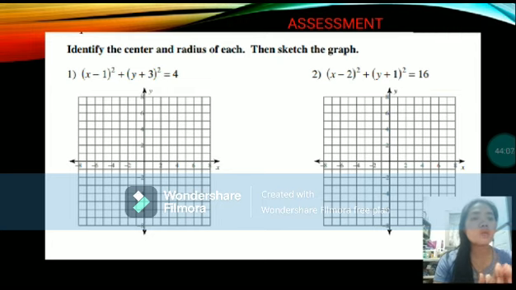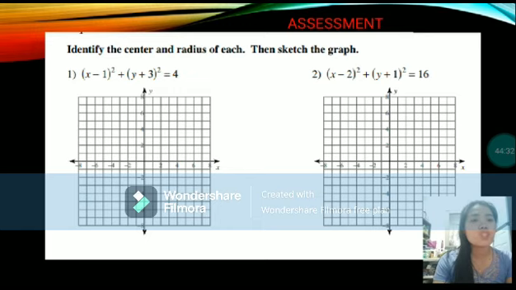Okay. Now this time, I think you are ready for the assessment. I have given you enough problems and examples, so you will be guided for the assessment. For number 1, identify the center and radius of each, then sketch the graph. It's very easy because it's already in standard form. You don't need to translate it or express it in standard form.